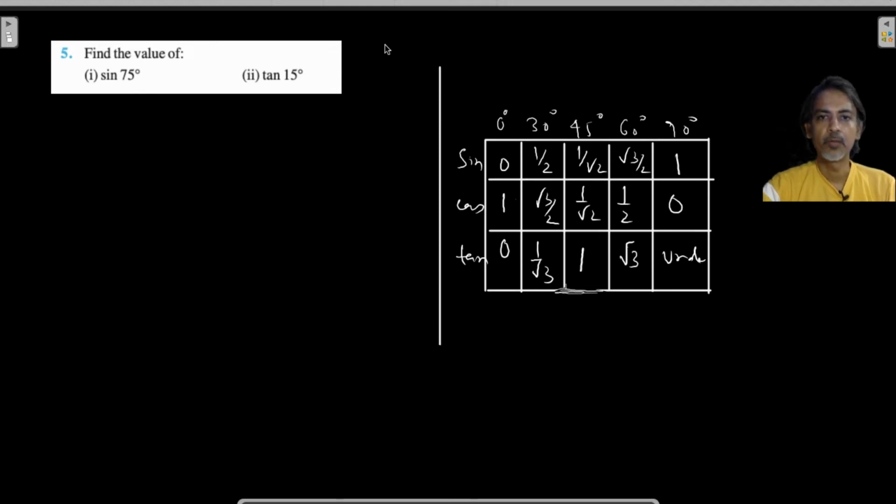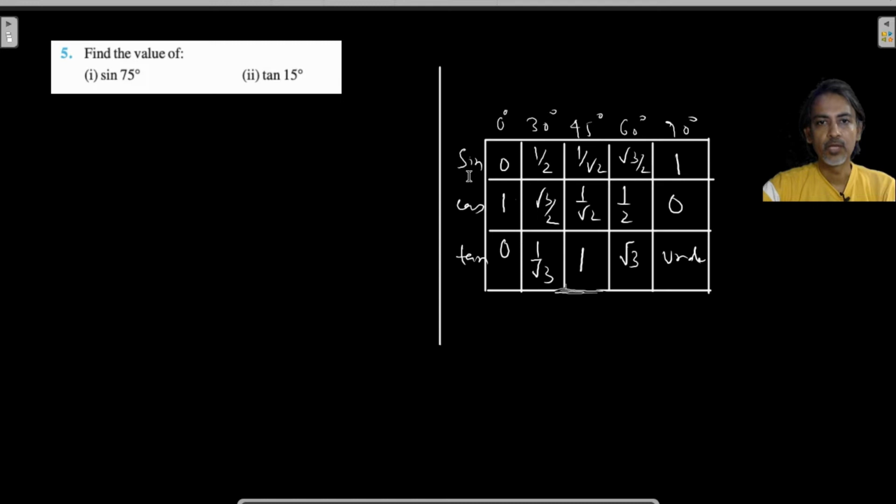So if you remember from your last classes, like 10th, we had calculated values of 0 degree, 30 degree, 45 degree, 60 degree and 90 degree of various trigonometric functions: sine, cos, tan, right? So you know sine 0 degree is 0, sine 30 degrees is 1 by 2, sine 45 degrees is 1 by root 2, and so on and so forth.